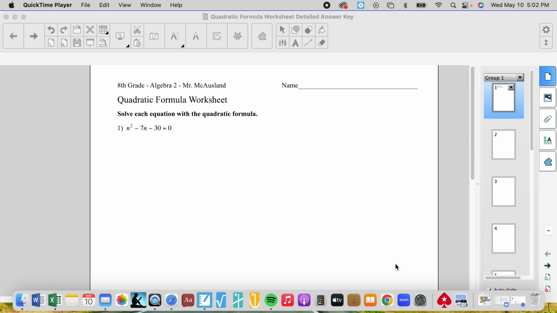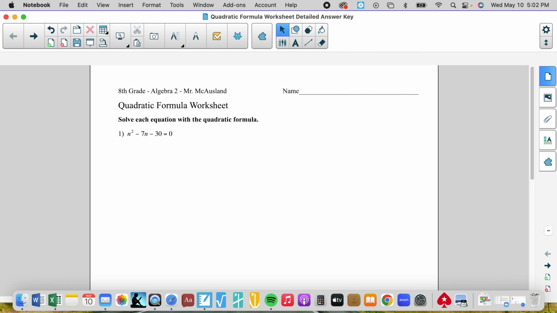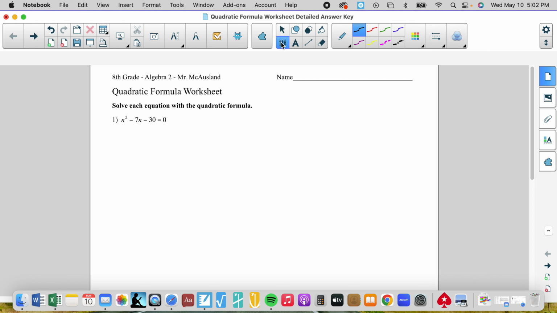This is a detailed explanation for the homework from Friday. We are solving these quadratic equations. Typically, what we learned maybe 2 or 3 months ago is that we would factor these. We'd use A times C and come up with two binomials: n minus 10, n plus 3 equals 0.